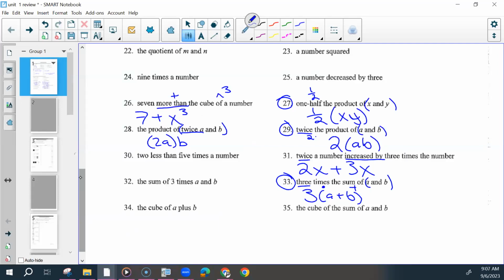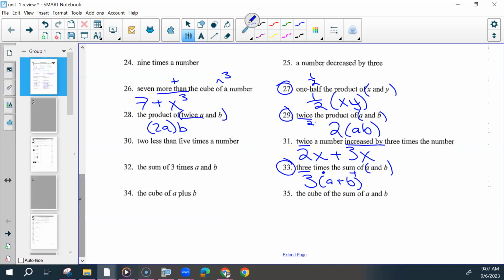The sum of 3 times A and B, similar to 33, but a little different. So the sum of, this is what we're adding together, but we are multiplying 3 and A and then adding B. So 3A plus B. Notice the differences between 28, 29, 32, 33, they are slightly different.